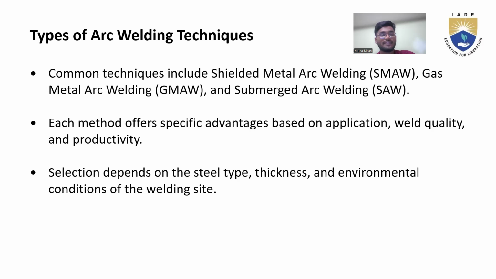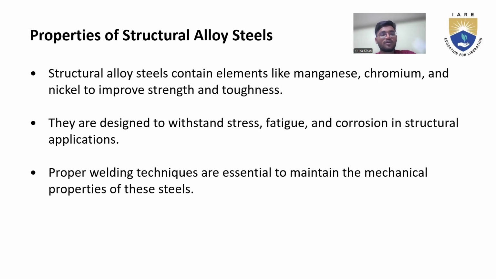Selection depends on the steel type, thickness, and environmental conditions of the welding site. These weldings are chosen based on the thickness and the environmental conditions that occur at the welding site. Now, the properties of structural alloy steels. What are the properties we can see?